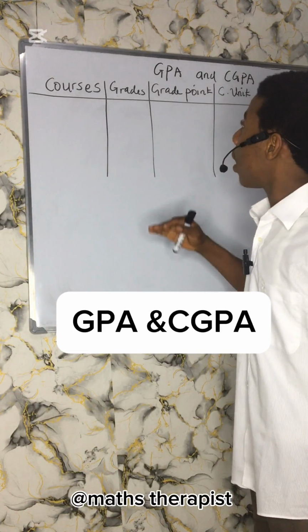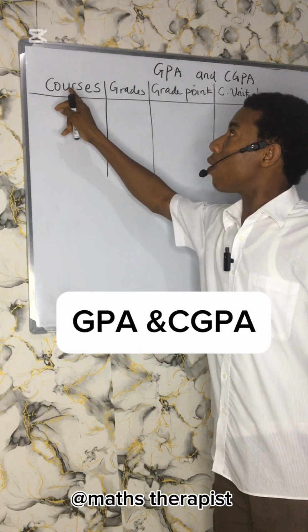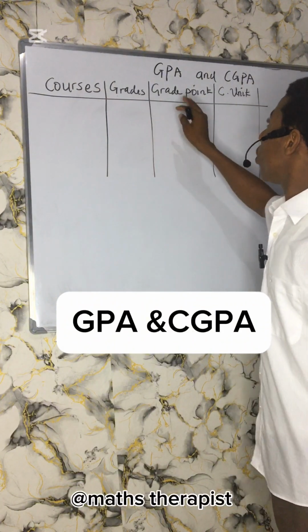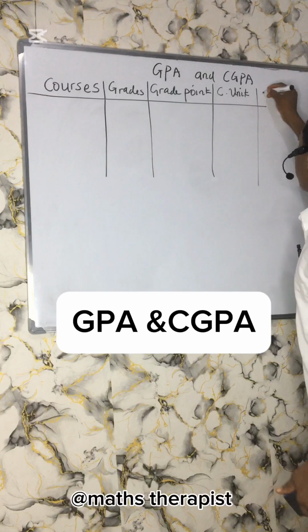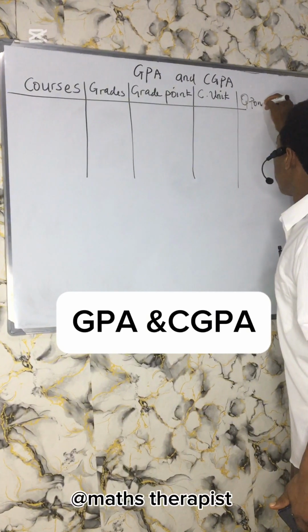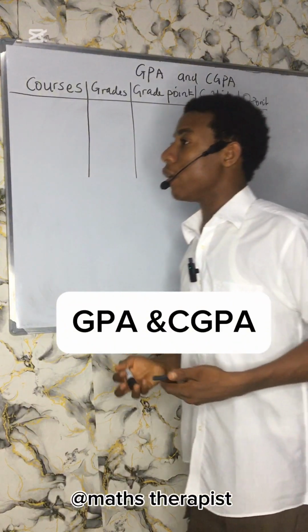So here we have an outline of some information: the courses, the grades, the grade points, and the credit unit. And lastly we also have the quality point. Let's call this one quality point. So from here, what do we say?